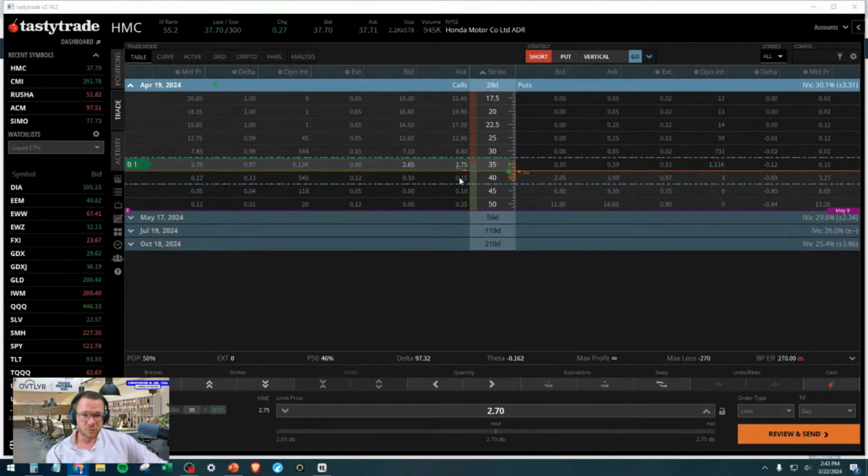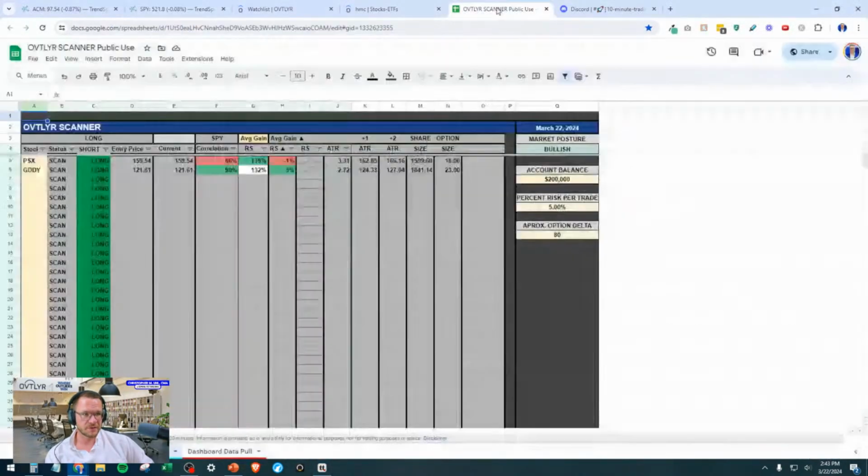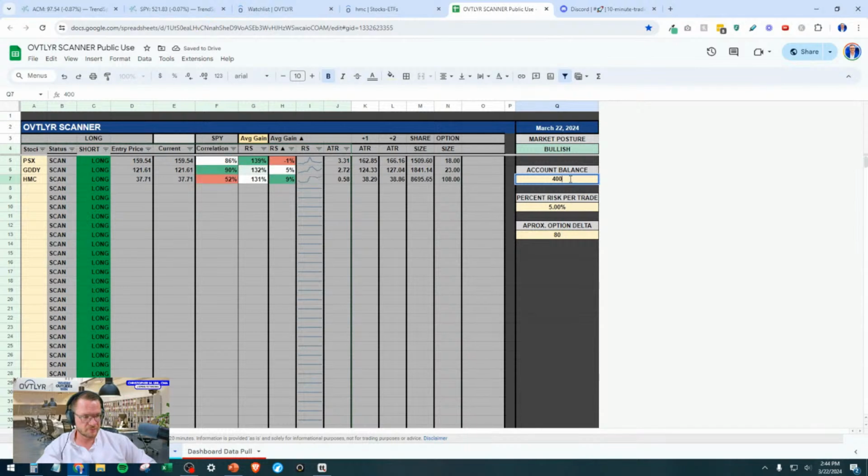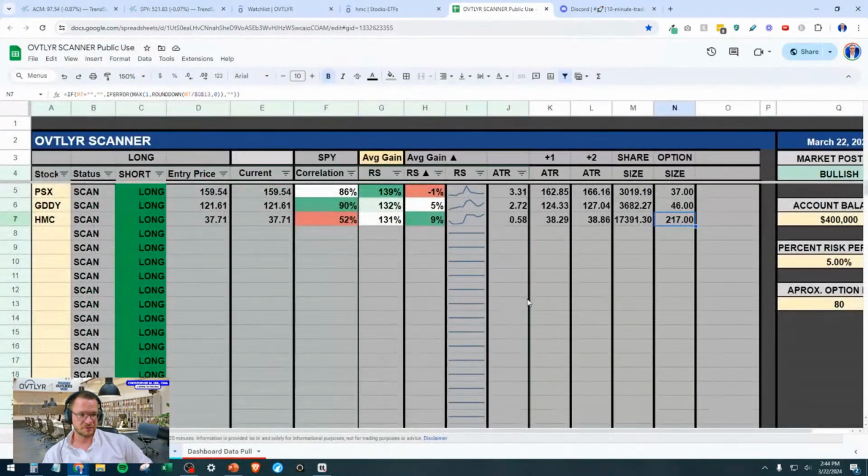35 calls. Really cheap. When they're really cheap, be sure you're getting the right position size, right? So let's say HMC, and let's say, for example, your account's 400,000. HMC, 217 contracts, right? That's with a 5% risk, 80% delta, 217. I'm not saying you should do this. You do what you want, but that is an appropriate position size, okay?